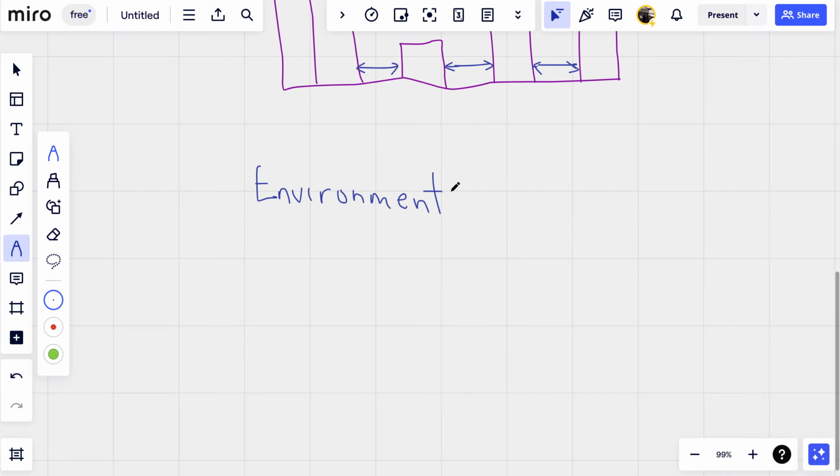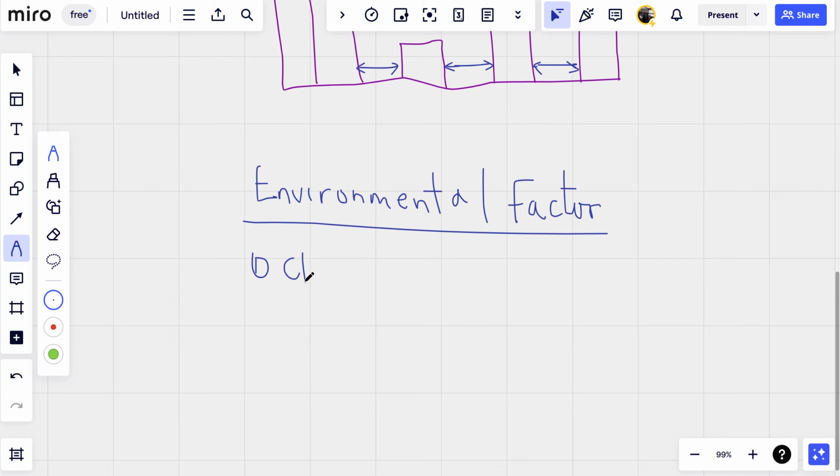So let's take a look at the common environmental factors that can shape our continuous variation. Number one is climate.